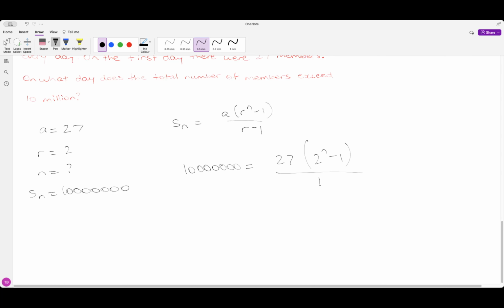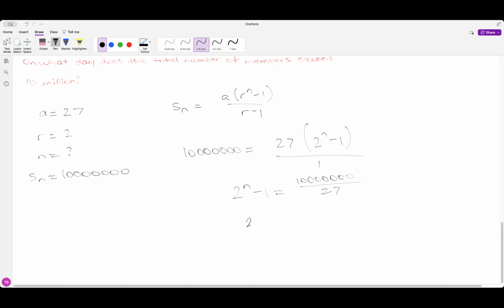Really nice, right? Okay, so now I want to divide both sides by 27. So I get 2 to the power of N minus 1 equals, well, what's 10 million on 27? I might leave it as that for now. This gives me a bit of a weird number. We're about to use some logs. So 2 to the power of N, we just add 1 to that. And this is the point where I'm going to write the approximation.